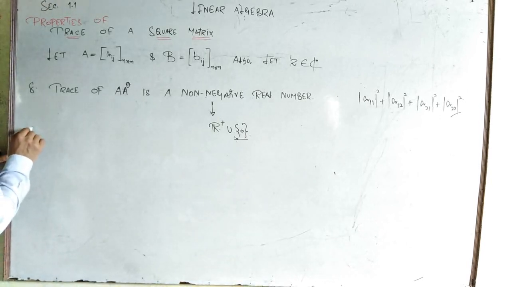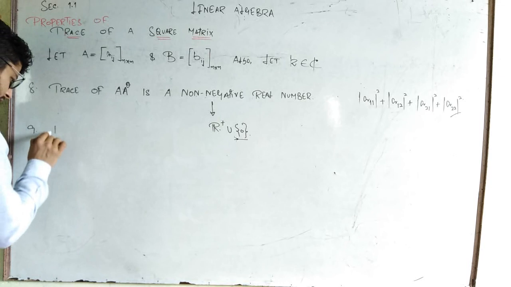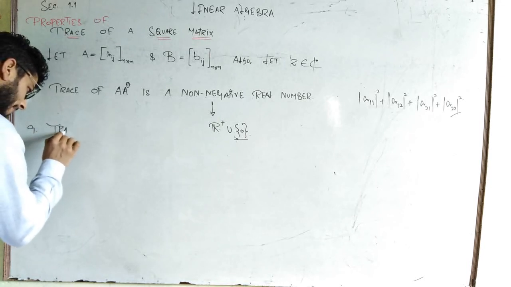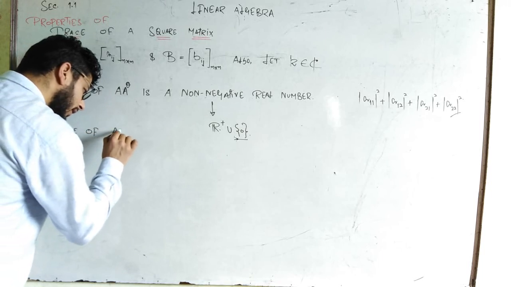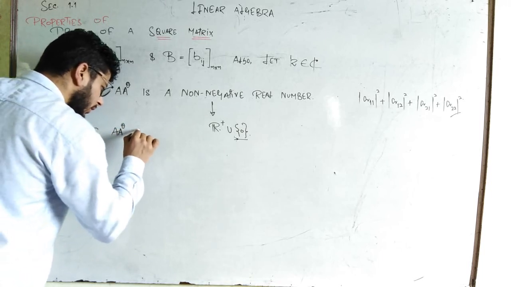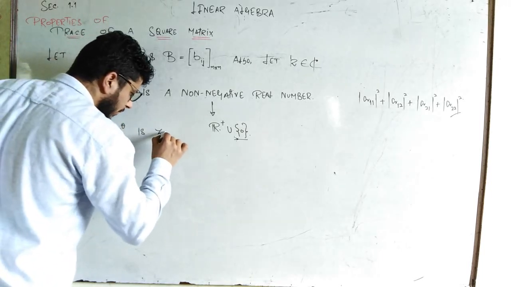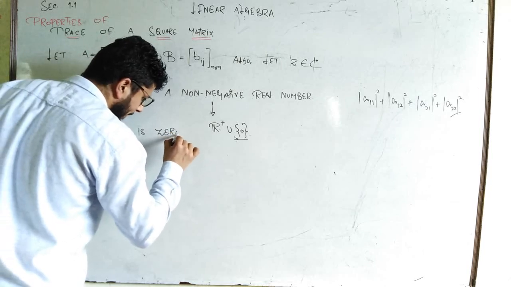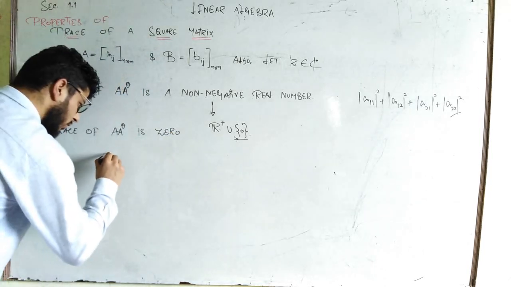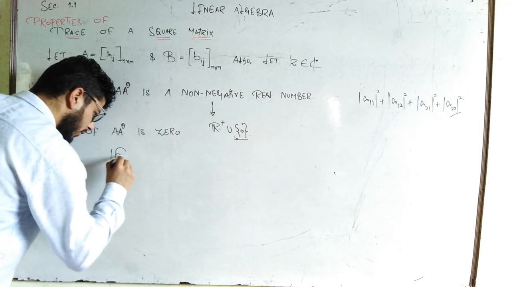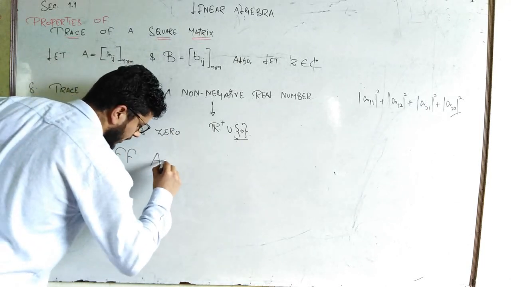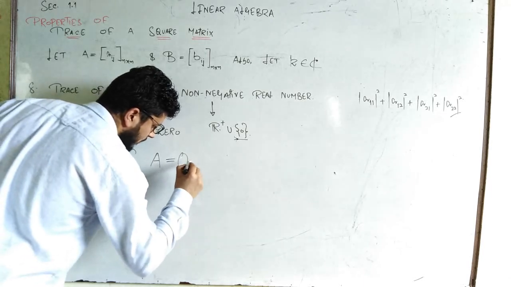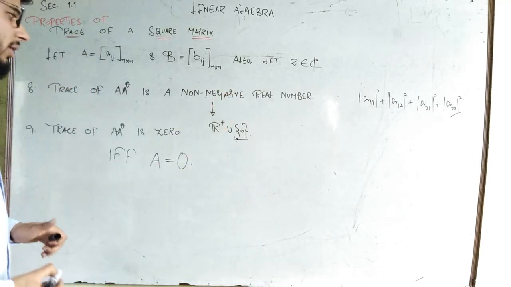And property number 9 is: trace of AA conjugate is zero, the strong result, if and only if matrix A is a null matrix. You can clearly see it, right?